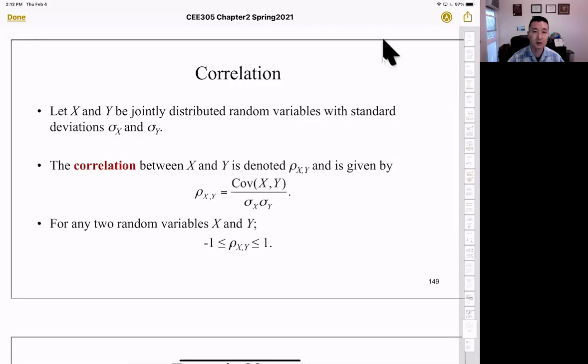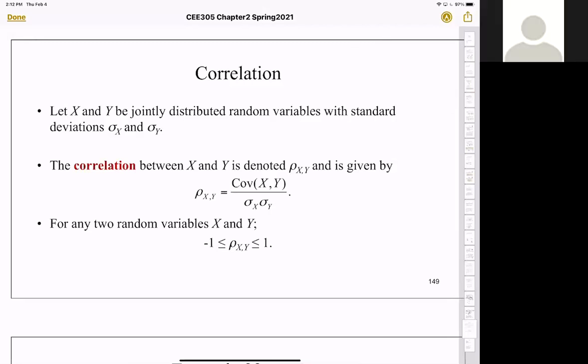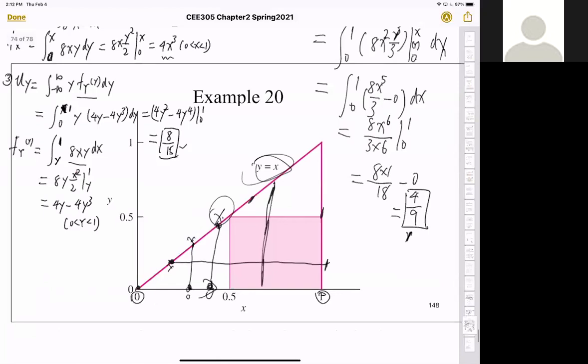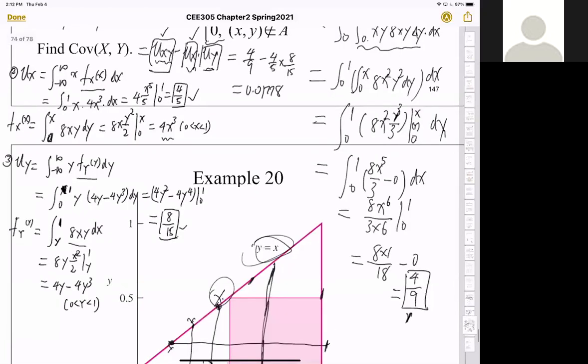Correlation. Wait, yes, I have a question. Could you scroll back up, please? You just mentioned quizzes and stuff. Do you know when those will be?